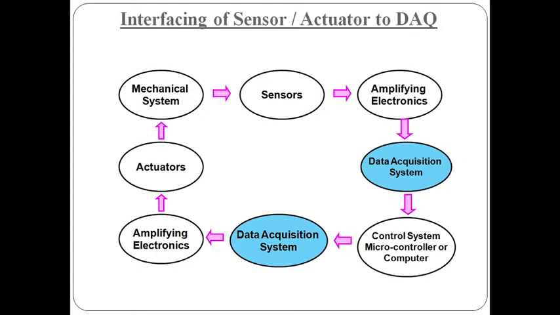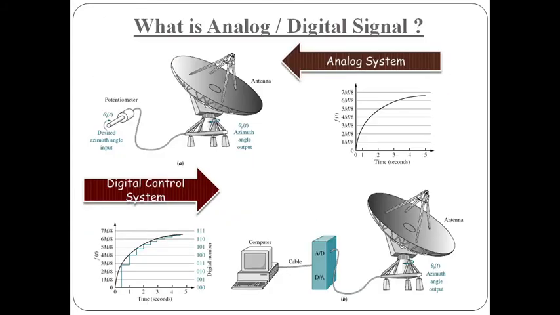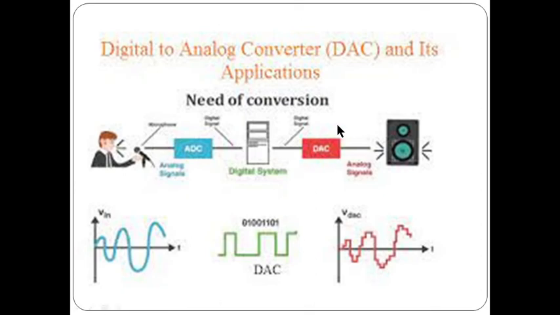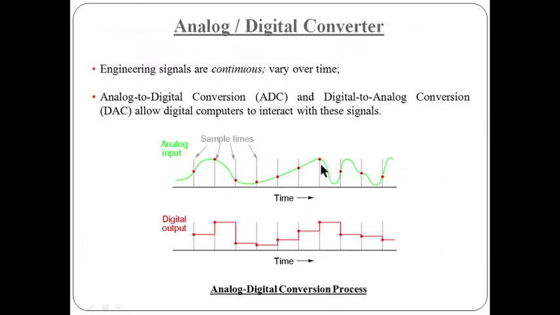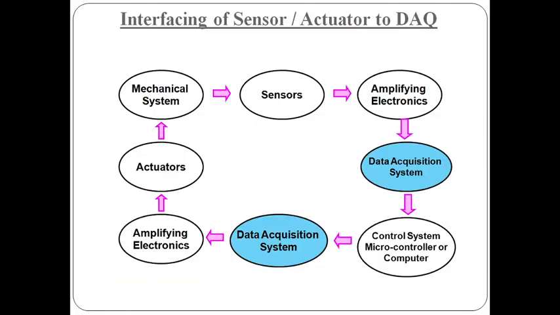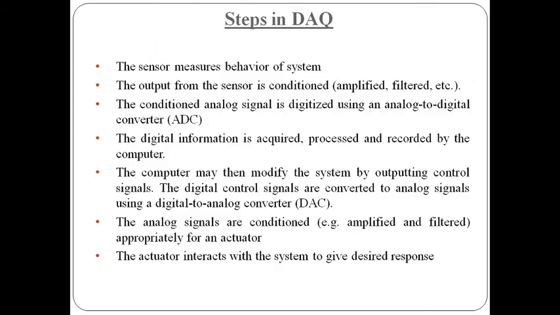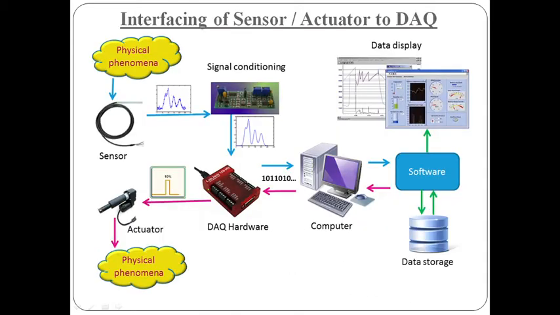Last time we took the example of a person speaking on the phone. Here we have this component, the digital to analog converter. The analog signals are conditioned, for example amplified and filtered appropriately for an actuator. The actuator interacts with the system to give the desired response. Here you can see this is the actuator, which is the nozzle here. The actuator, in the form of a nozzle, interacts with the system, meaning the physical phenomenon.